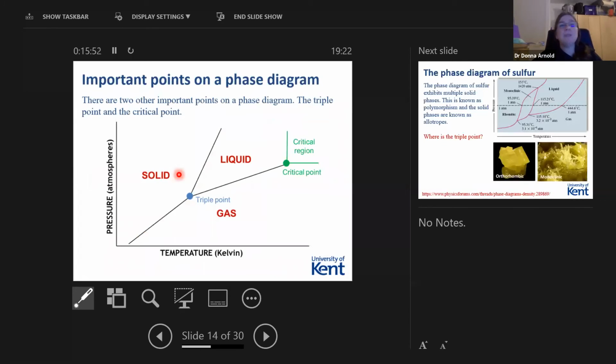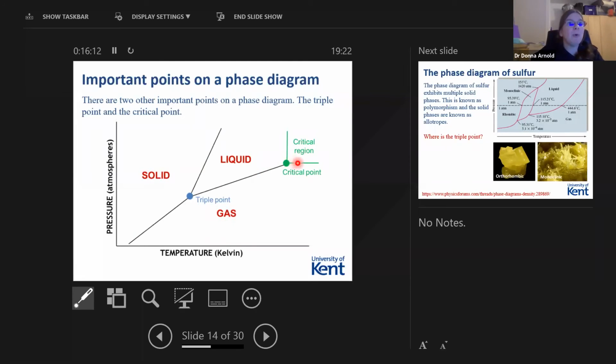So there are two other really important points on this phase diagram that we need to talk about a little bit more. So we can see here, this is called the triple point. And at the triple point, we have solid, liquid, and gas all in equilibrium together.